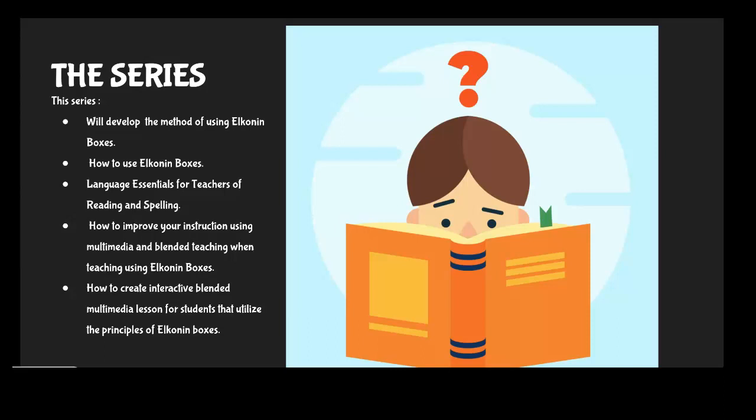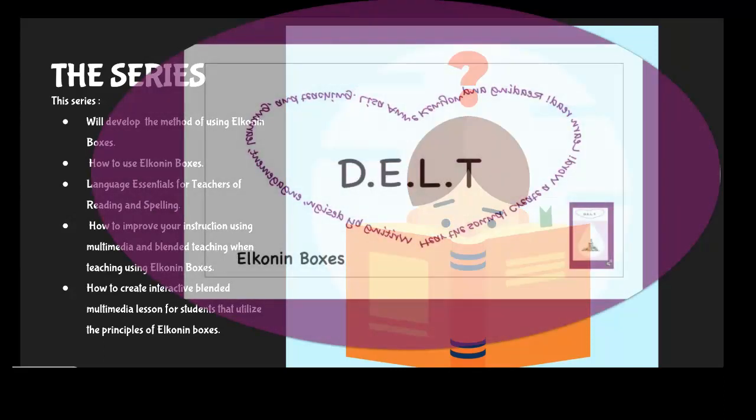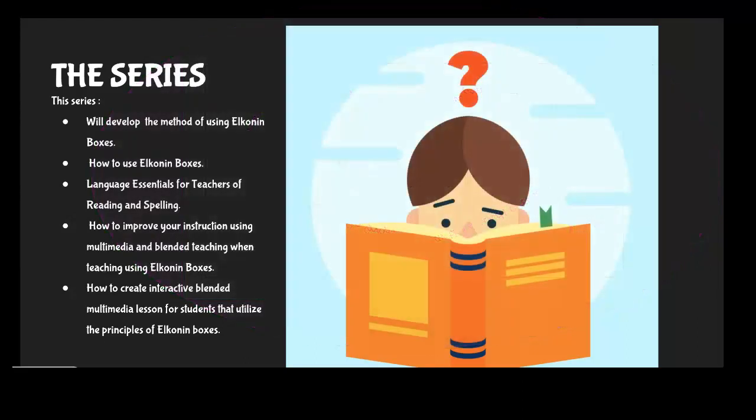This series will also be under the umbrella of the principles of DELT, Designing, Engaging, Learning, and Teaching, which has been developed and can be used with Elkonin Boxes, which are the foundation of a blended literacy lesson, but they can also be used as principles of how to create literacy lessons or any type of lesson overall.